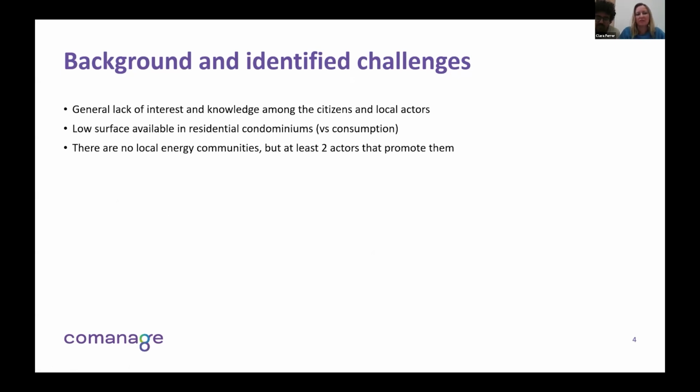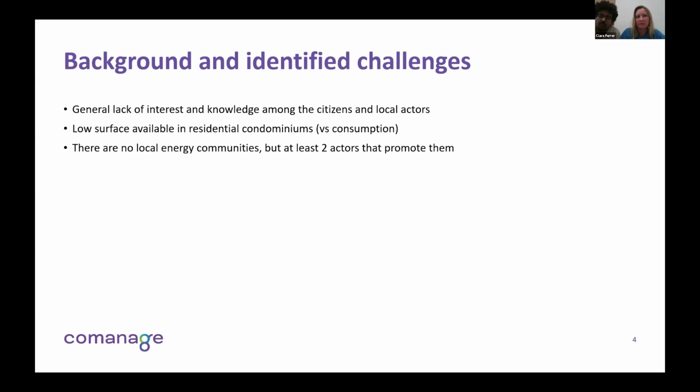What we are facing is a general lack of interest and knowledge. This is a municipality where there has not been a huge movement in energy communities, and so we are developing this interest through some activities and enhancing the dialogue. We also have low surface availability in residential buildings in terms of the consumption we have, because we have a lot of condominiums, some high buildings, and not much surface available to install PV, for example.